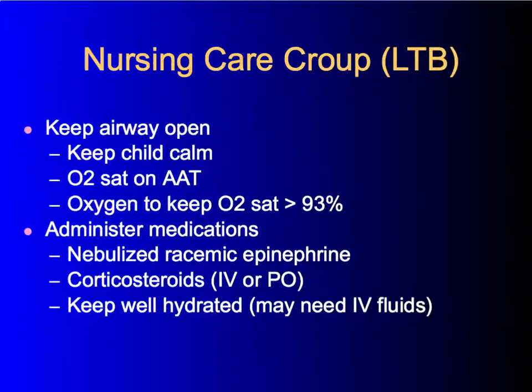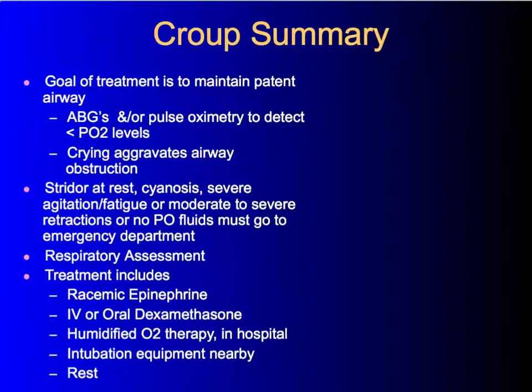In providing care for a young child with croup, we want to make sure that we keep the airway open. And so in order to do that, we want to keep the child calm. We want to make sure that oxygen saturation monitoring is done at all times, and they may need oxygen to keep their oxygen saturation greater than 93%. For medications to be administered, nebulized racemic epinephrine, corticosteroids, either IV or PO, and keep them well hydrated, and that may mean IV fluids for a period of time.